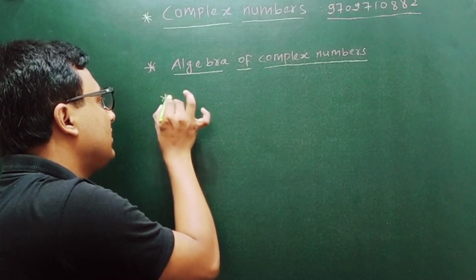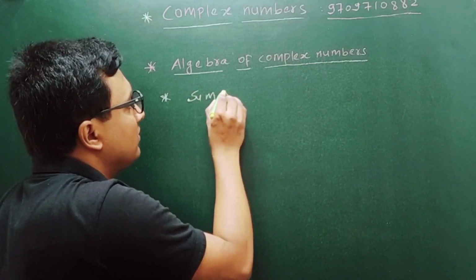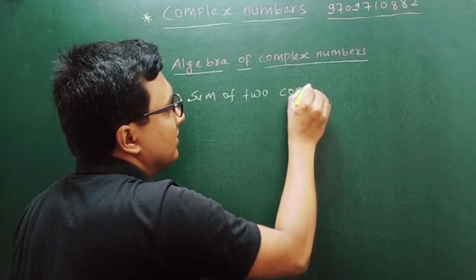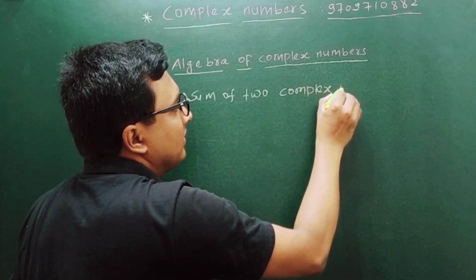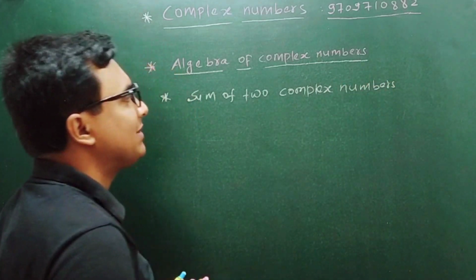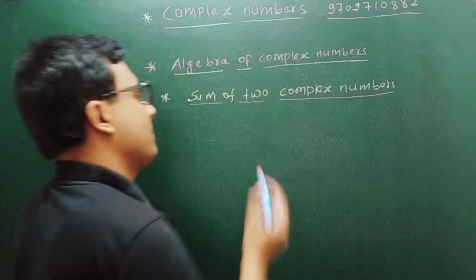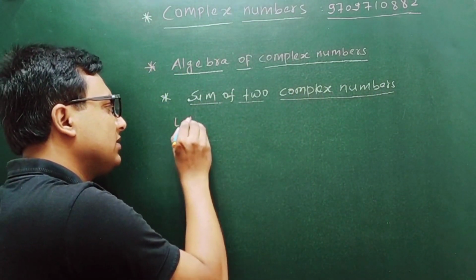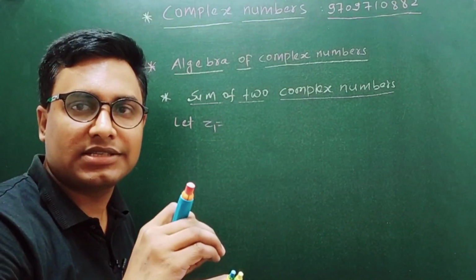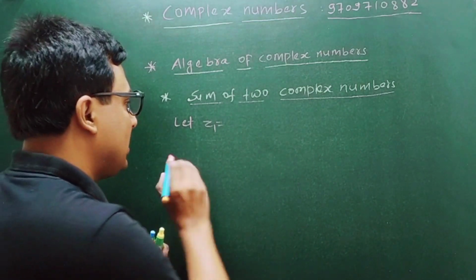First point is the sum of two complex numbers. Let z1 mean the first complex number, z2 the second complex number, z3 the third complex number, and so on.